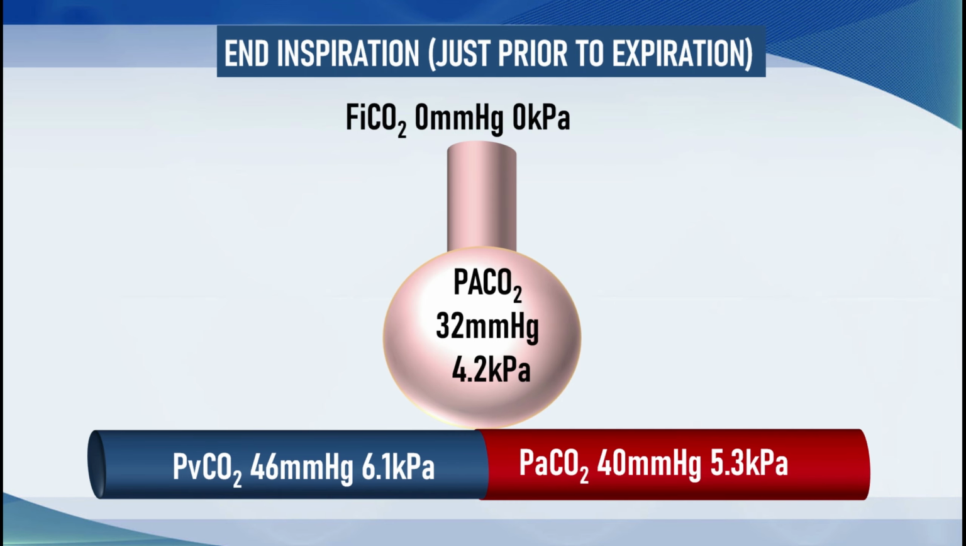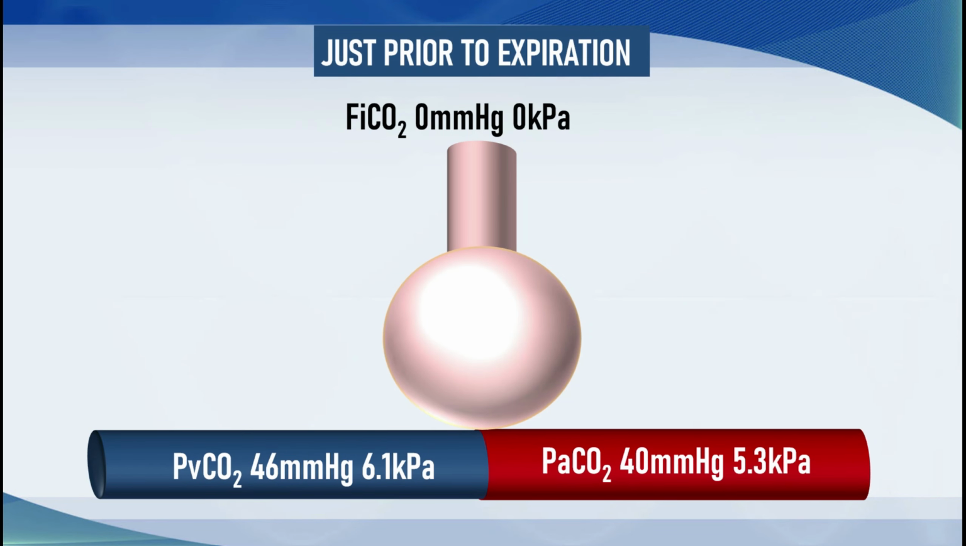At the end of inspiration, just prior to exhalation, having inhaled air that contains essentially no carbon dioxide, there is a 20% increase in alveolar volume, and as a consequence, the partial pressure of CO2 in alveolar gas drops to about 32 millimeters of mercury or 4.2 kilopascals. Carbon dioxide and oxygen are continuously entering and leaving the alveoli, and the partial pressure of CO2 in the alveoli rapidly equalizes with that of arterial blood.